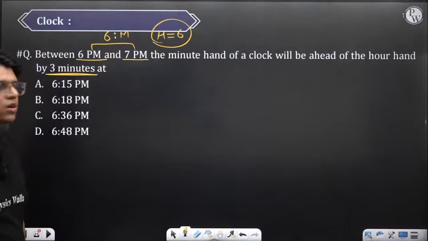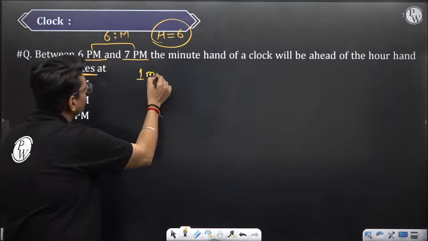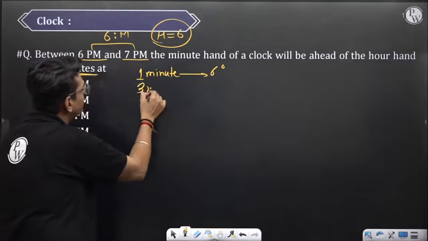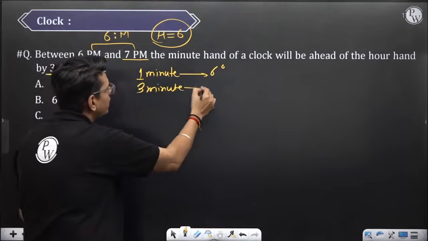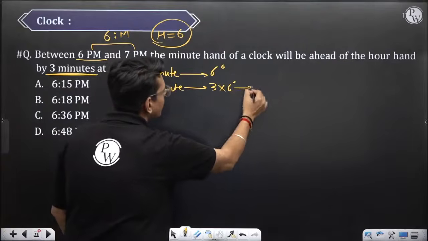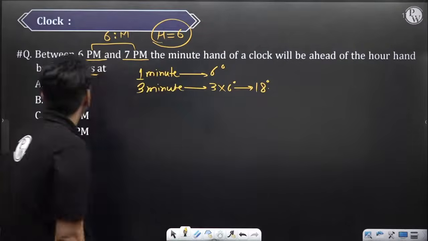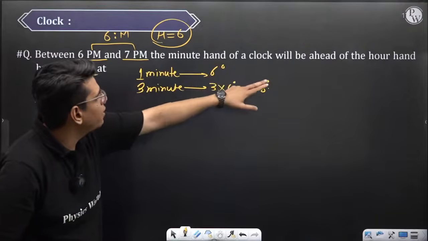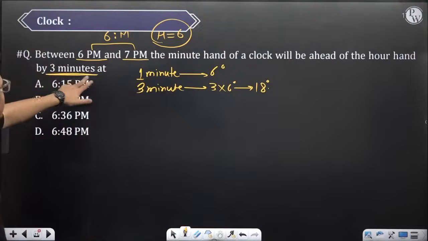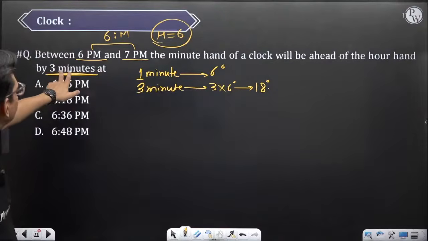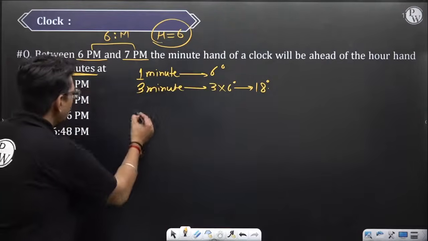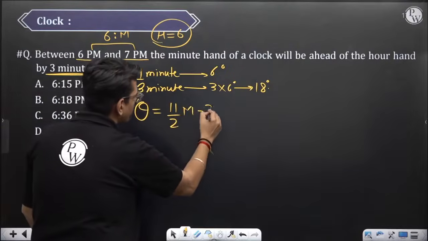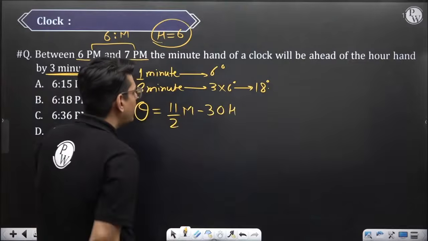We know 1 minute is 6 degrees. So 3 minutes is 3 into 6 degrees, which is 18 degrees. So the question is saying between 6 p.m. and 7 p.m. the minute hand of the clock will be ahead of the hour hand by 3 minutes. So we first have to convert this 3 minutes to the angle, and we know the formula is this when the minute hand is ahead. Okay, now put all the values.